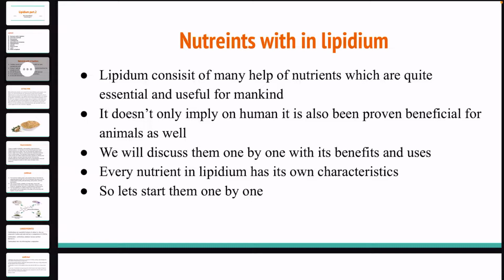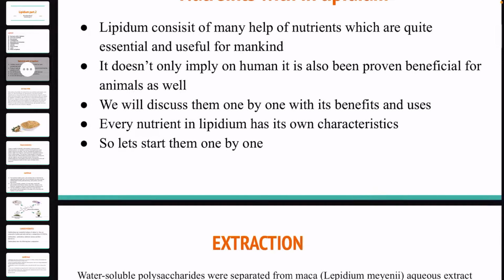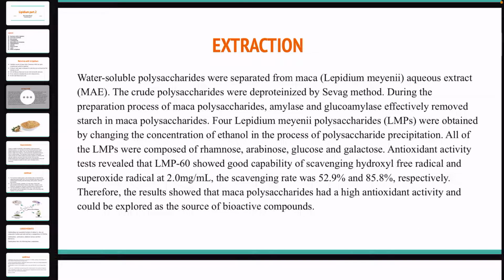Lepidium consists of many helpful nutrients which are quite essential and useful for mankind. These nutrients are not only useful for humans, they are also useful for other living organisms such as animals and wild animals. We will discuss them one by one with their benefits and uses. Every nutrient in Lepidium has its own characteristics. They are quite useful with the help of biotechnology nowadays. Lepidium is being used for making medicines which have a good effect on cures for cancers and other things. So let's talk about the extraction method.